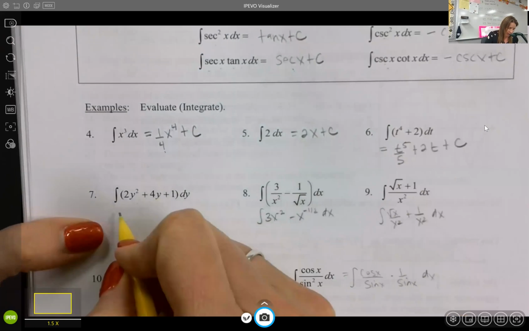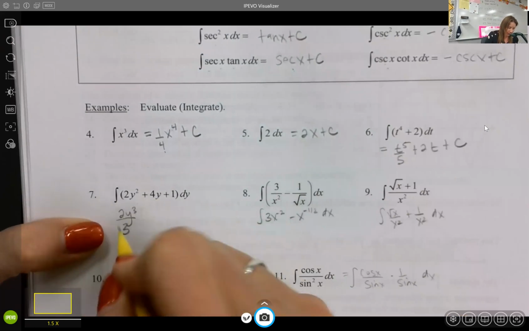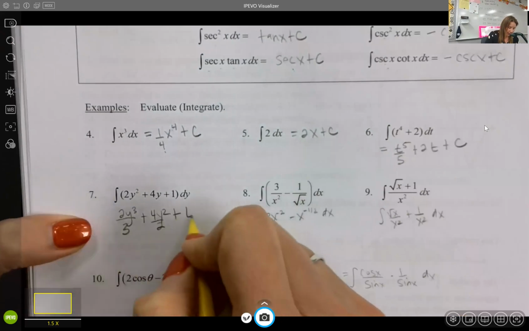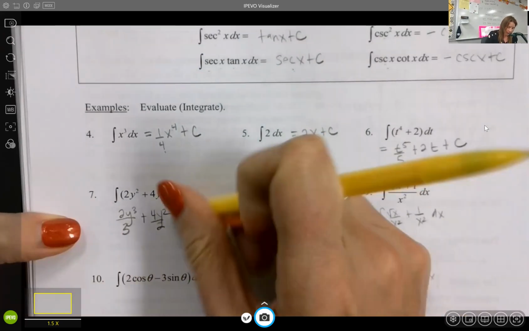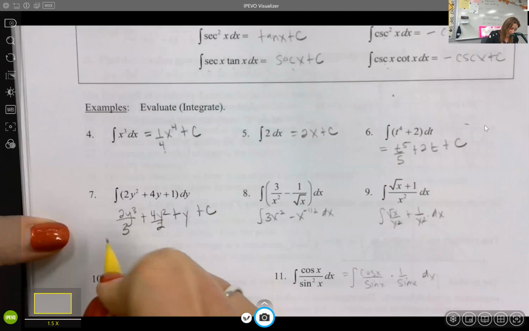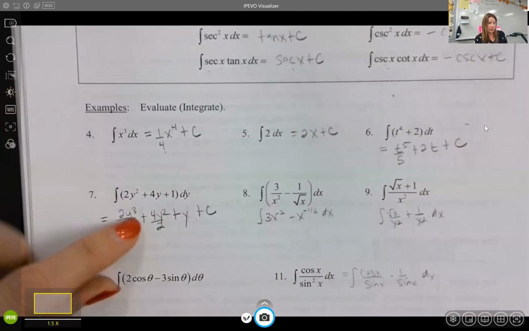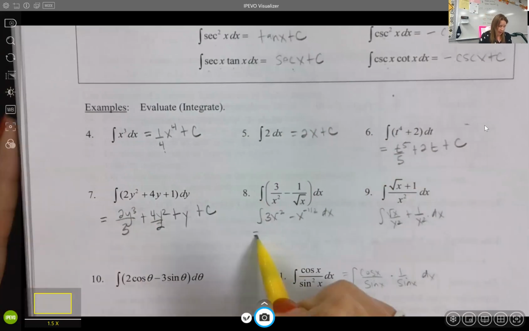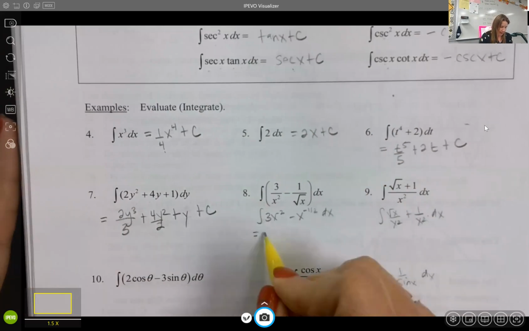So this is going to be 2y cubed divided by 3 plus 4y squared divided by 2 plus y plus c. Not t, plus y. Got to use the same variable. Okay, so I could write that as 2y squared, or you can leave it like that. That's fine. This one is going to be, we're adding 1 to negative 2. So that gives us negative 1, and then we divide by negative 1.